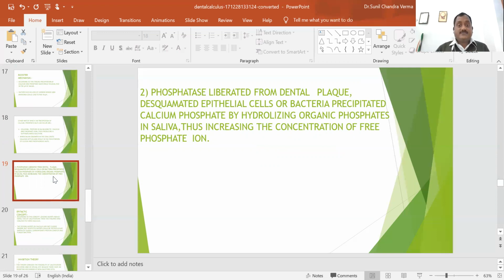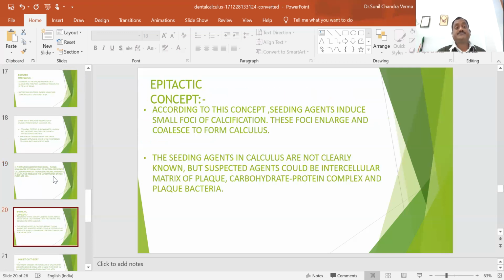Now, if phosphatase liberated from the dental plaque, desquamated epithelial cells or bacteria precipitates calcium phosphate by hydrolyzing organic phosphates in saliva, thus increasing the concentration of free phosphate ion. Basically, when the concentration of free phosphate ion increases, the deposition rate will also increase. Now, second concept is epitactic concept. According to this concept, seeding agents induce small foci of calcification. Thus, foci enlarge and coalesce to form calculus.